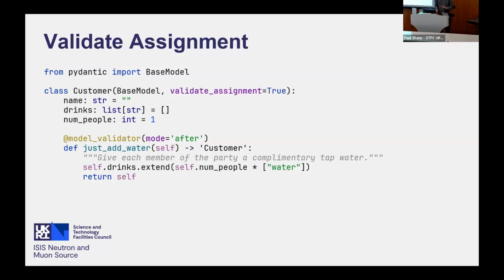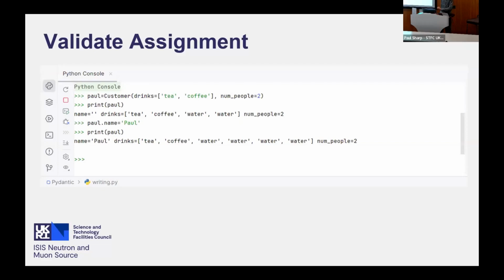We validate on assignment. That could be assignment to anything. So here's an example of something that I might do. I've defined Paul as a customer who's gone in with a friend. There are two people in the party and they've ordered some tea and some coffee. So you can see we print Paul, there's no name there yet, but we've got tea, coffee and 2 glasses of water for the 2 people.